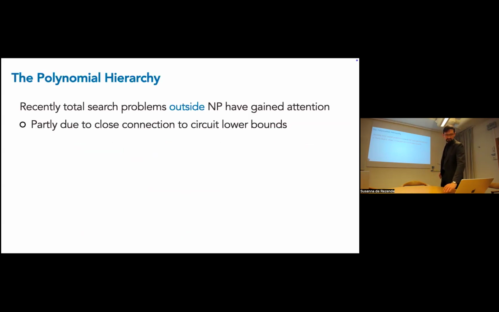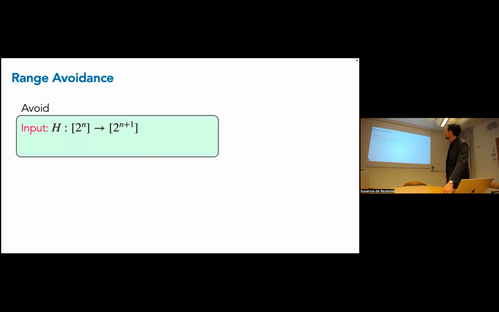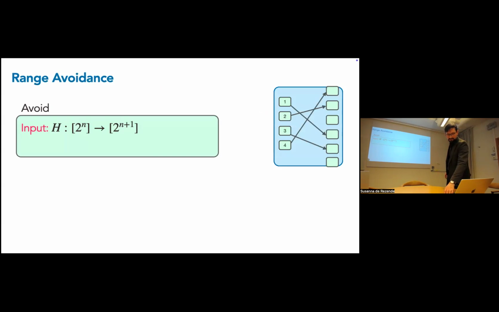Okay. So recently, total search problems outside of NP have become very popular, and particularly this range avoidance problem that Oliver Korten has worked a lot on has had a lot of applications in getting circuit lower bounds. And it's not too hard to see why. The range avoidance problem is as follows. It's like the inverse of the pigeonhole principle. You're given a map where the domain is smaller than the range, and you want to output a hole which is not mapped to by any pigeon.